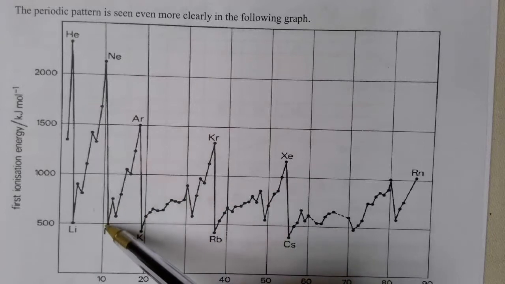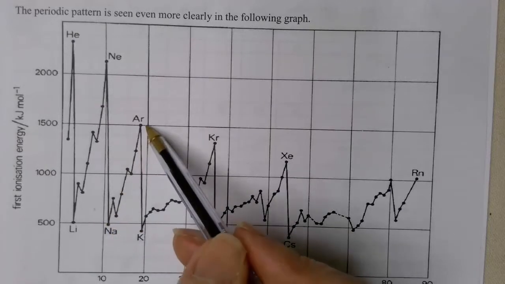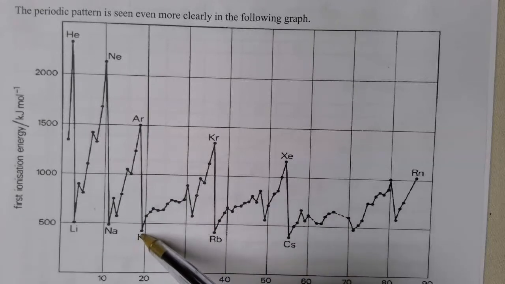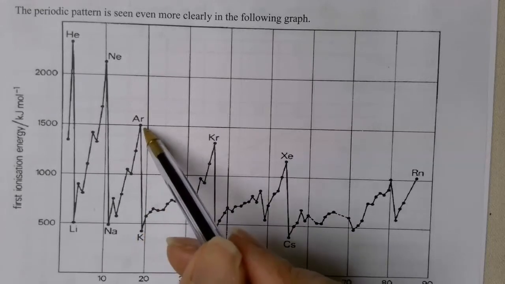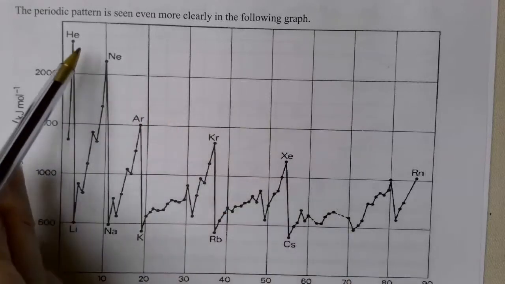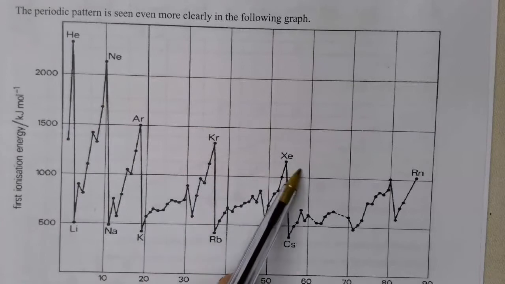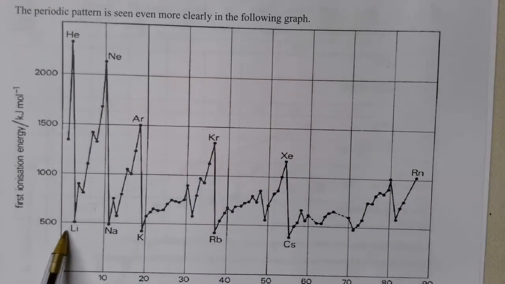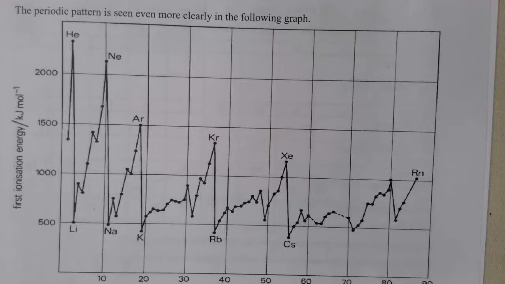So our general trend as we move across a period is always an increase, and then we drop back down as we change periods. So the group with the highest ionization energy is always the noble gases, and you can see those there. The group with the lowest ionization energies are always group 1 because of the first element of a new period.